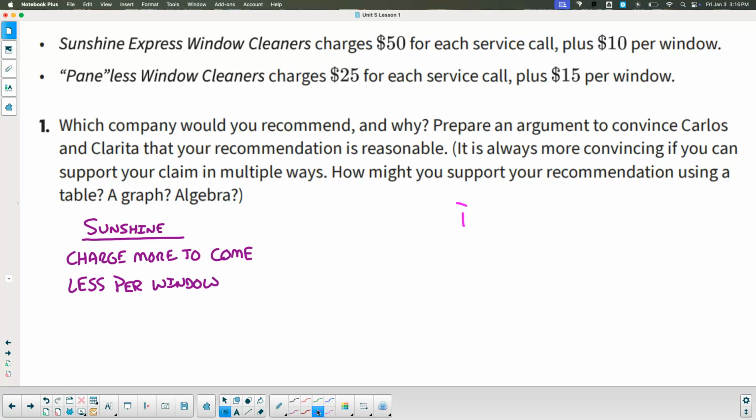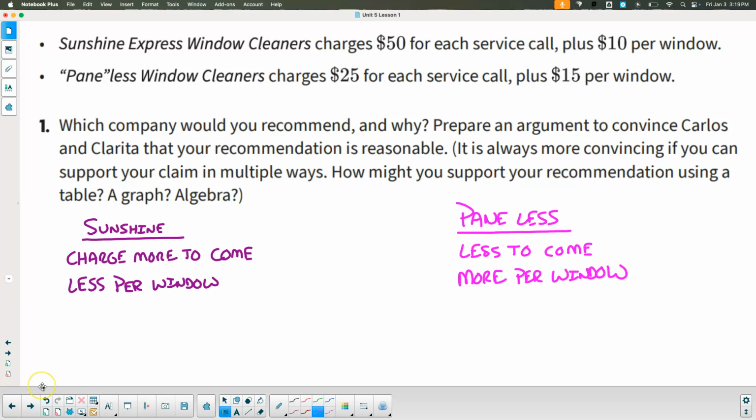The Painless one charges less to come out, but more per window. So those are some reasons that you could recommend for them and some justifications, if you will.